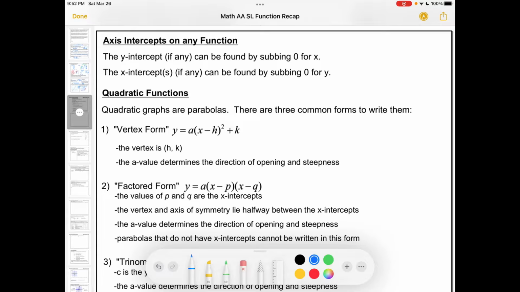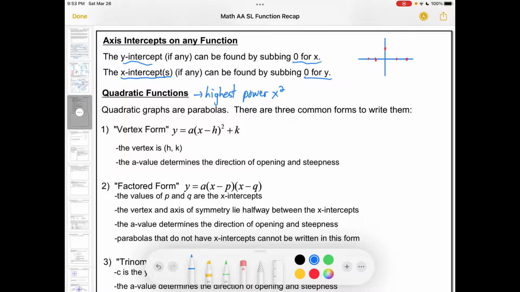But before we get into quadratic functions or parabolas, just a couple of general ideas here. If you want to find the y-intercept of a function, as long as it has one, then just sub 0 for x. If you want to find the x-intercepts, if any, then you sub 0 for y. That makes sense because the definition of a y-intercept is a place where x is 0, and the definition of x-intercepts are places where y is 0.